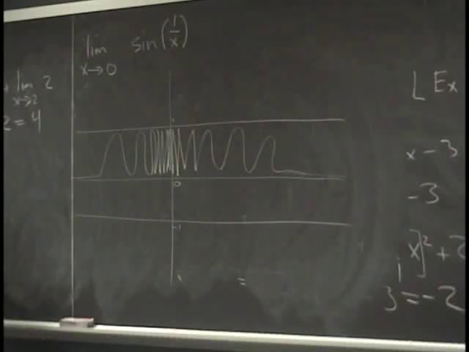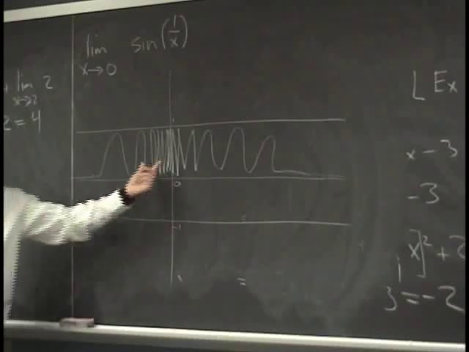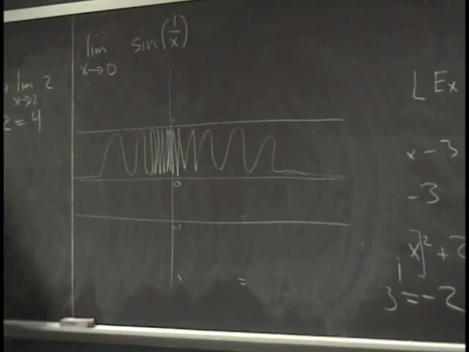But sine doesn't really care. We just know it's... And the closer you get to 0, the faster it's going. It's going up, up, up, down, down, down, up, up, down, down, up, up. Okay? So what is it approaching? Is it approaching anything?